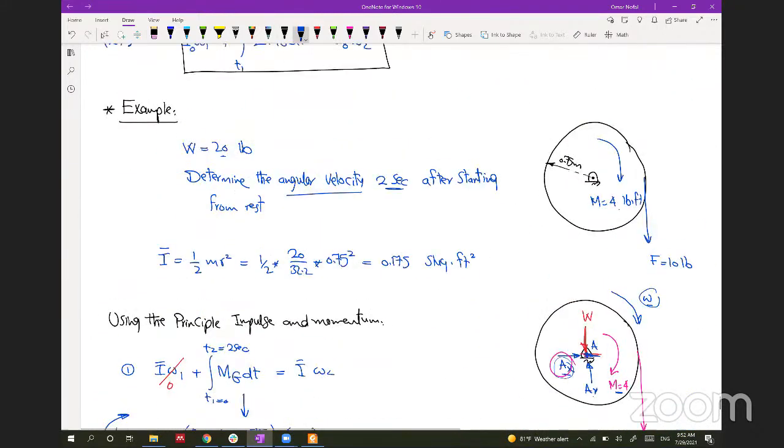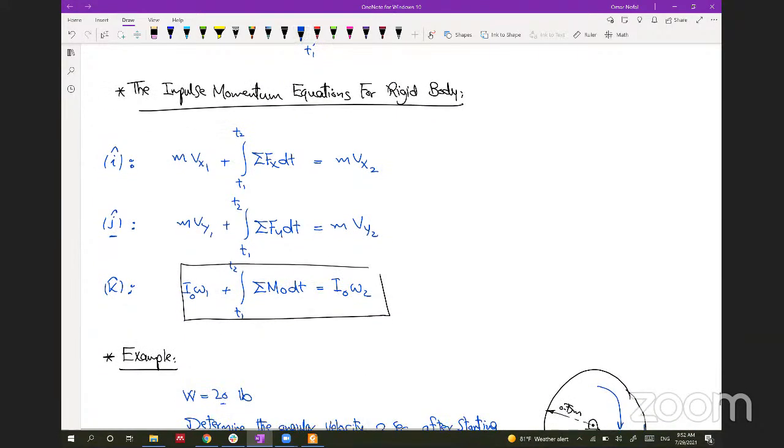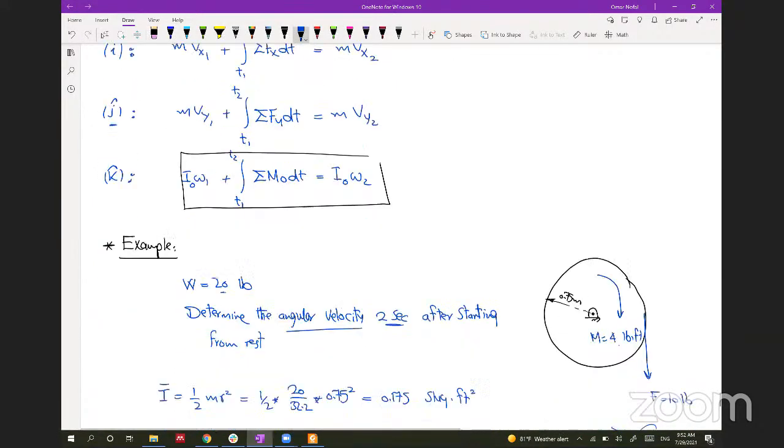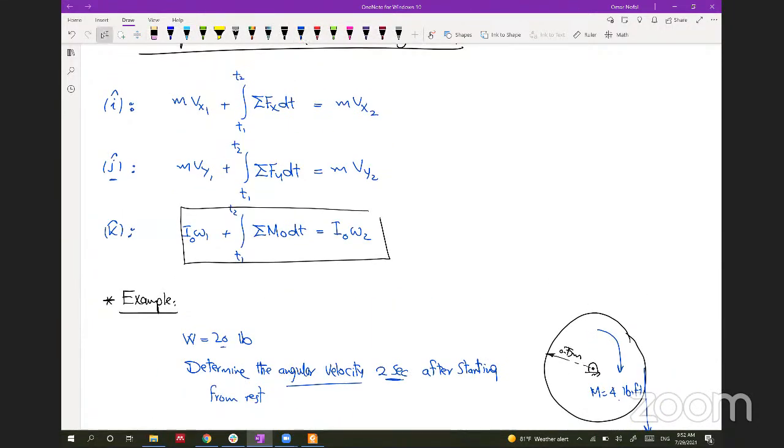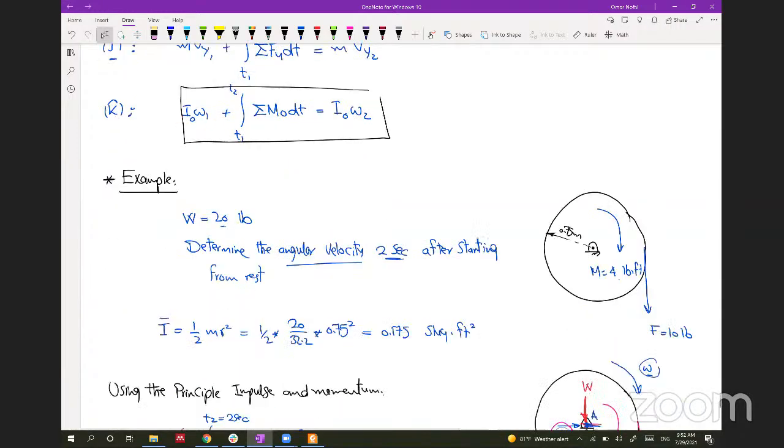I think we have them somewhere here. Yeah, there are three equations: one in X, one in Y, and one in K hat. X and Y are very simple, but for the angular momentum one, you are allowed to use it at any point on the body, at the CG, at the instantaneous center, at O, but just choose the point that will make your problem easier.